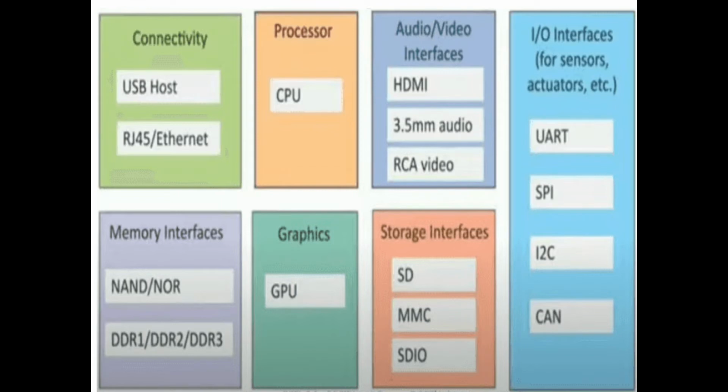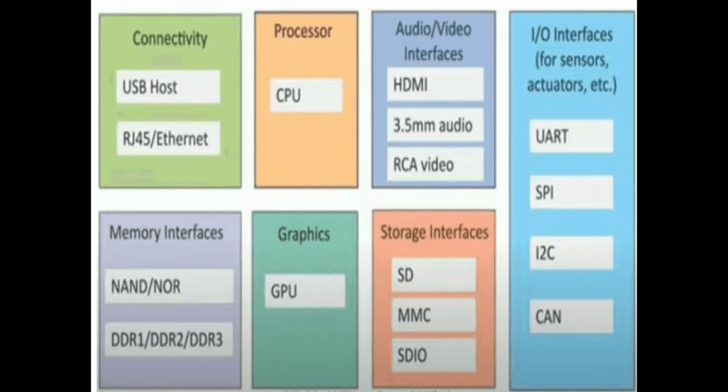And the next one is the processor. A processor like a CPU and other units are used to process the data. This data is further used to improve the decision quality of an IoT system. The next one is the audio video interfaces. Interfaces like HDMI and RCA are used to record audio and video.